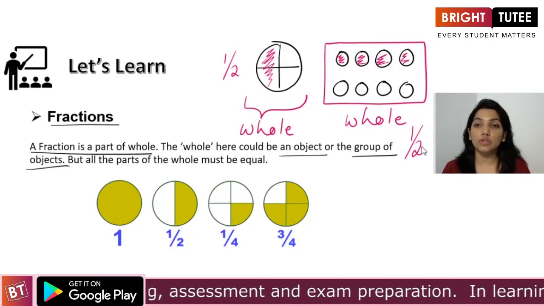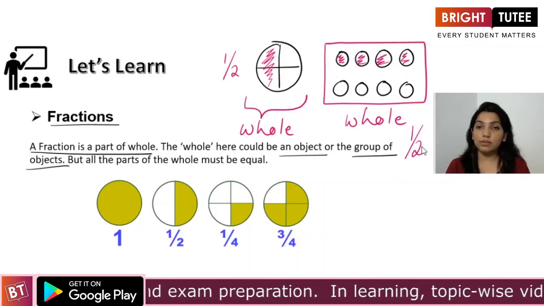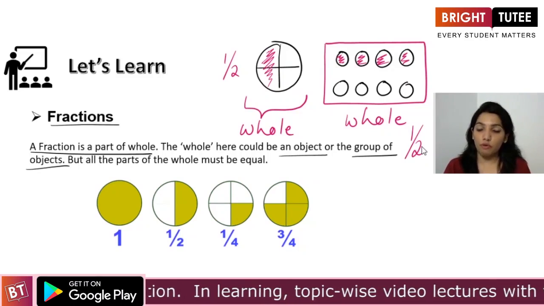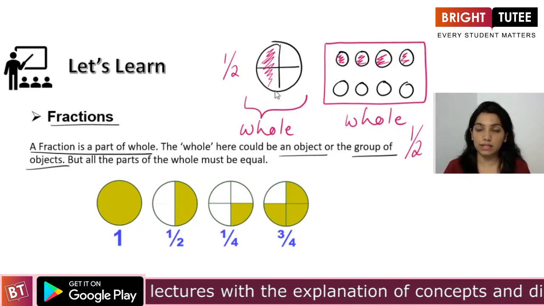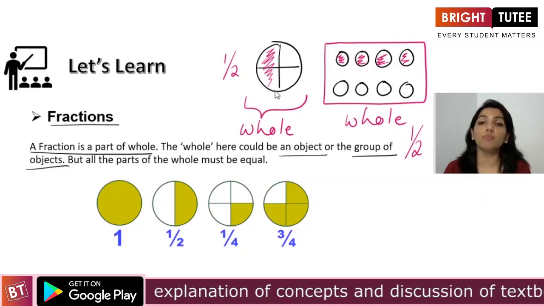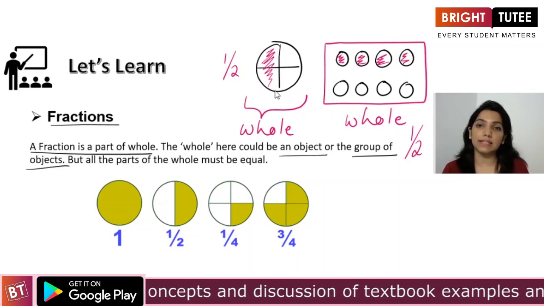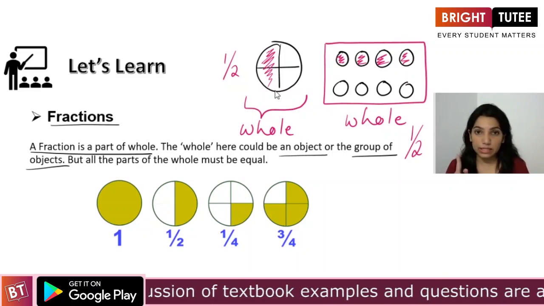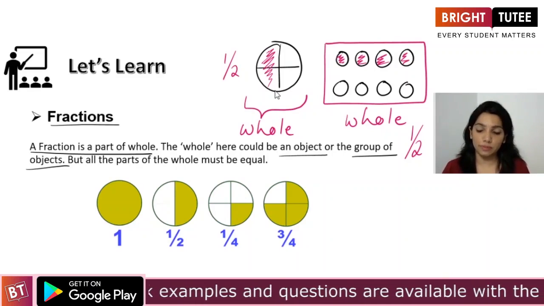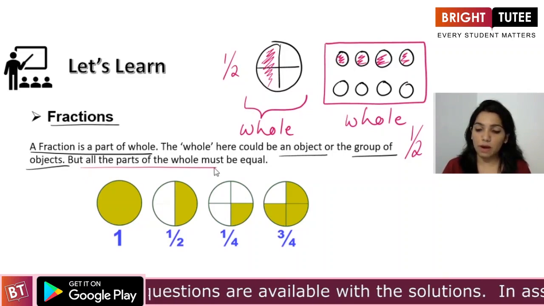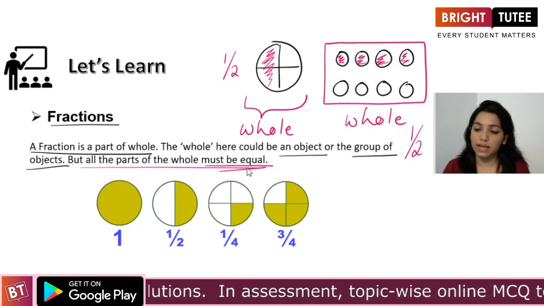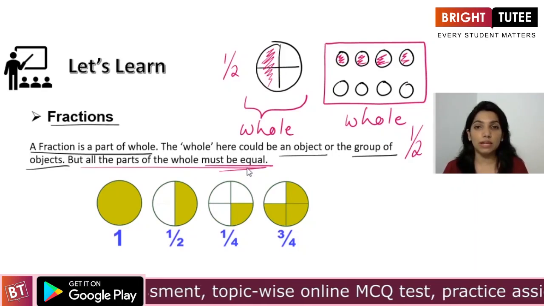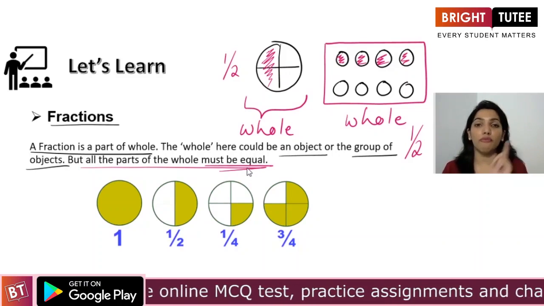Okay, so do you see we can write the fraction for a single object, that is here a pizza we have taken as an example, and you can have a group of objects to write as a fraction. So keeping these in your mind, let's move forward. It says all the parts of the whole need to be equal. Very important point again. Everything needs to be equal if we are writing them in fractions.